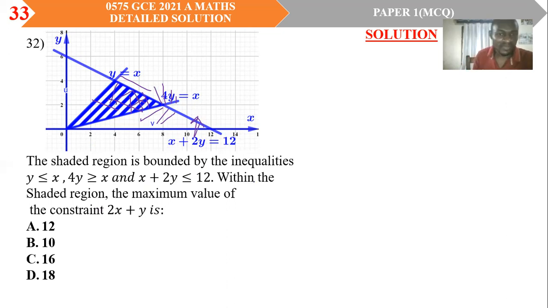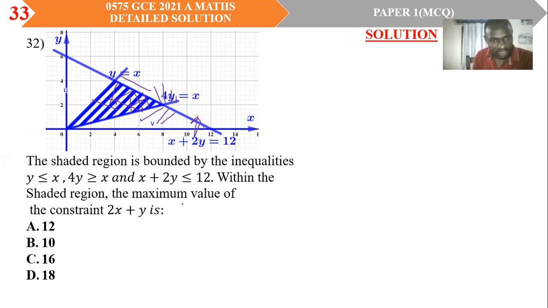Good. Now, within the shaded region, the maximum value of the constraint 2x plus y is... we have just shaded to indicate where the shaded region intersects. That shaded region is actually the region the question is trying to describe. Remember, this is a revision lesson, which means that we are providing detailed solutions and explanations to basic concepts.